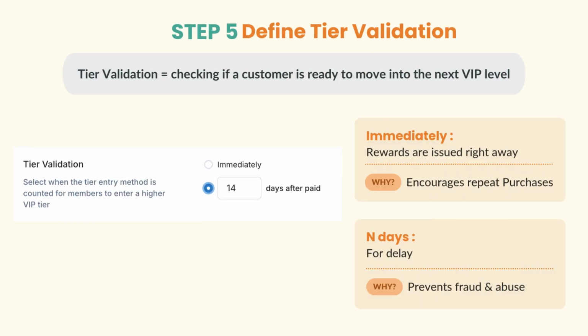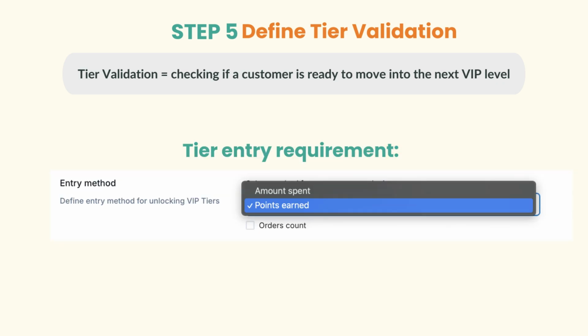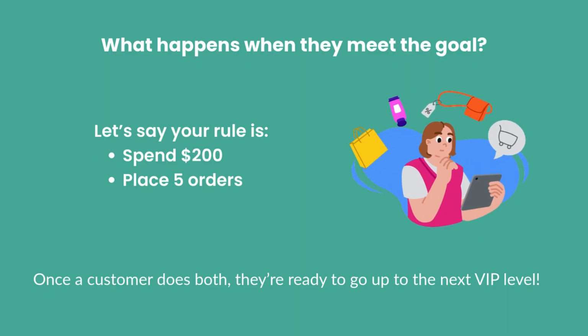In this step, we will learn more about tier validation. Tier validation means checking if a customer is ready to move into the next VIP level. If you set the rule based on how much they spend and how many orders they place in the previous tier entry requirements, then it means that the customers need to reach both goals to move up to the next VIP level. So what happens when they meet the goals?